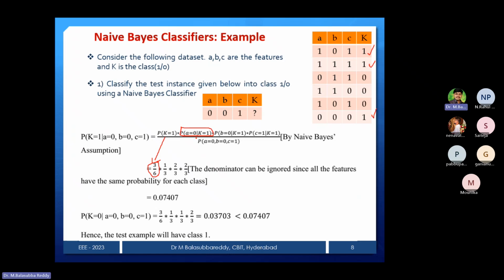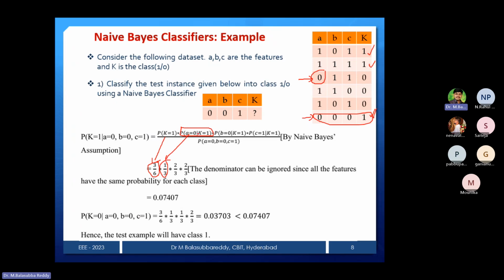The other one: P of A is equal to 0 given K is equal to 1. Now we can see A is equal to 0, but how many instances have K equal to 1? Here A is equal to 0, but K is 0, so we cannot take this. The other one, A is equal to 0 and K is 1, this one suits. Then what is the value among 3? Because K is 1 three times, no? But here A is equal to 0 and K is equal to 1 occurred only one instance. That is the reason we consider 1 by 3. See how I am solving it simply with the formula and the data.